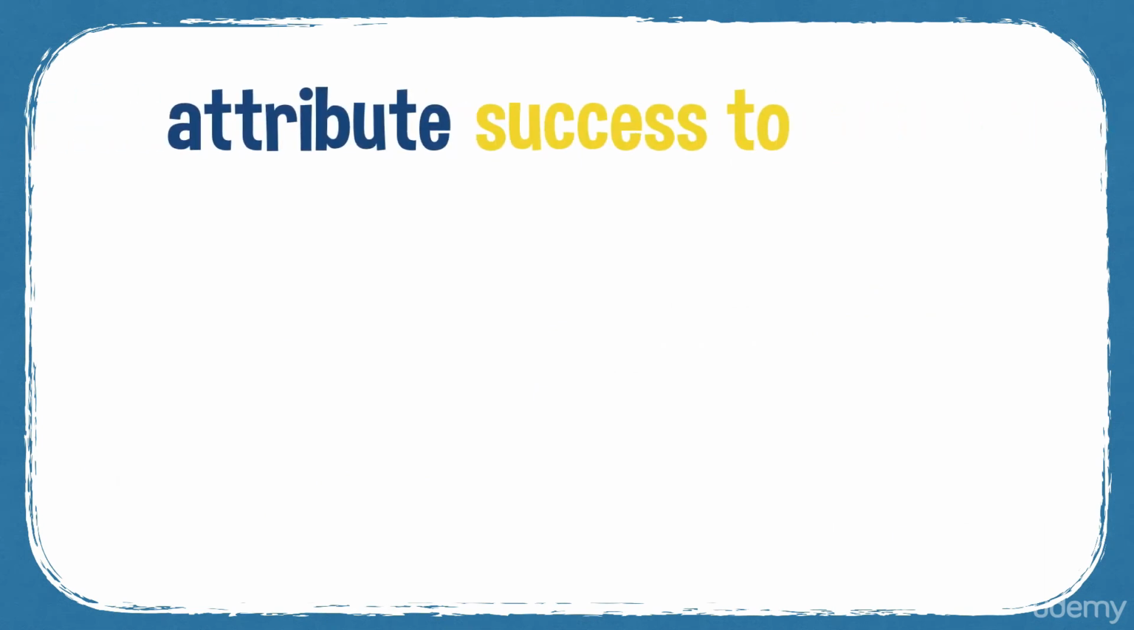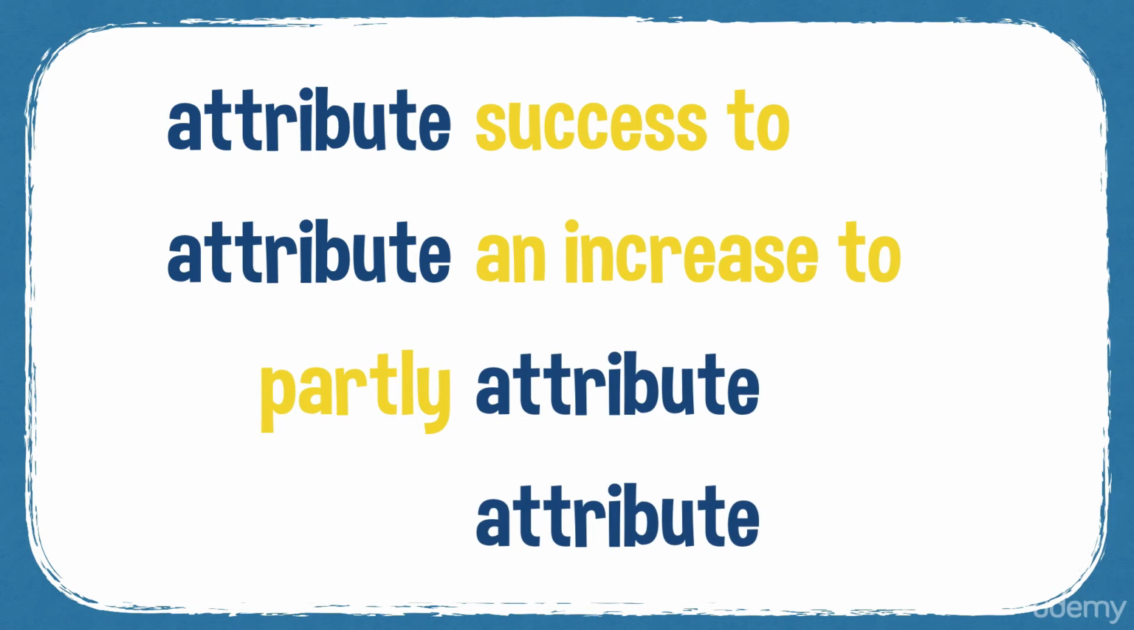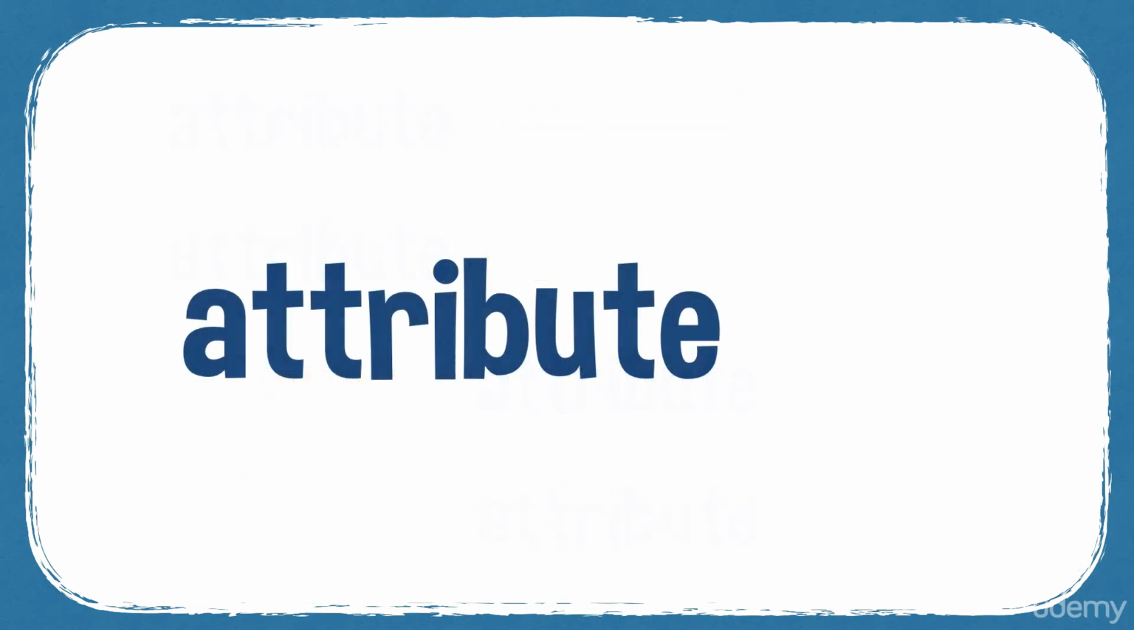Some collocations. You attribute success to something. What caused your success? Well, you attribute your success to it. You attribute an increase in something to something. What's the cause of the increase? You can also use these 2 adverbs, partly attribute and directly attribute. So he directly attributed his hangover to drinking too much beer last night. It's a verb, so you can have all these endings: attributing, attributed.